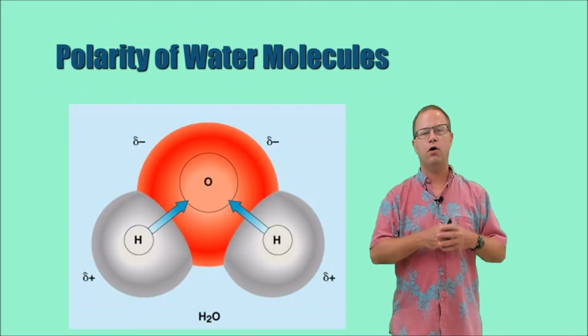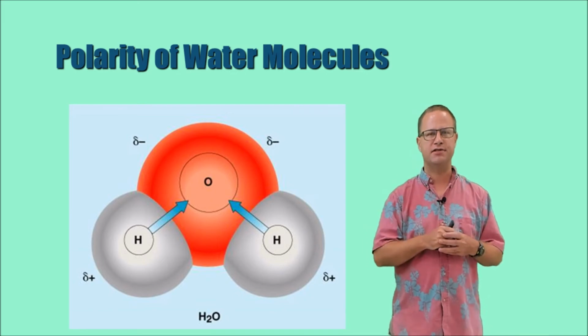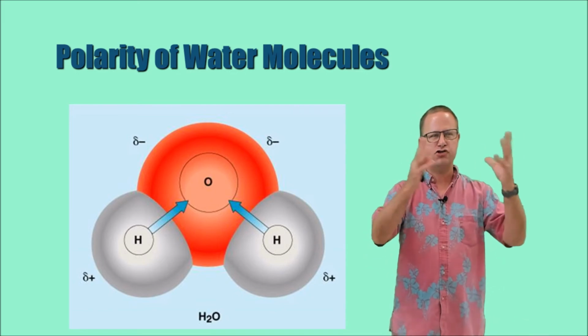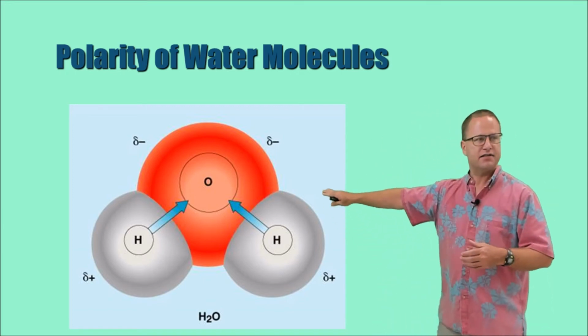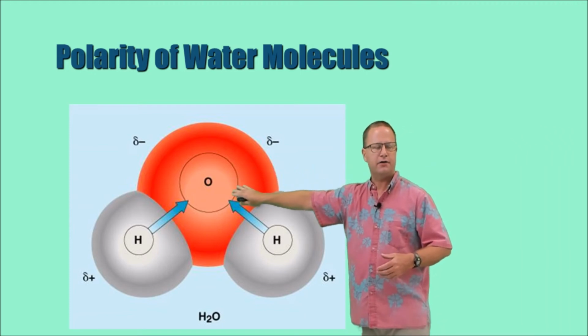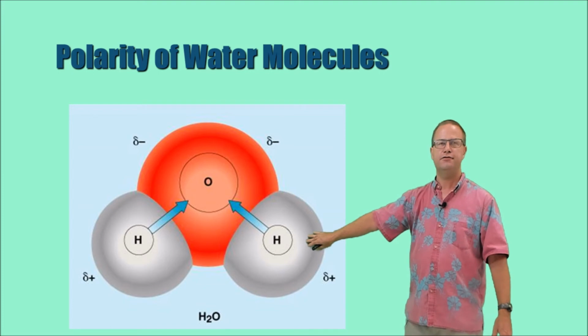Okay, remember that water was formed through the covalent bonding of one oxygen atom with two hydrogen atoms. And remember that covalent bonding was the sharing of electrons. And this theoretically is great because it allows oxygen to achieve a full outer shell of 8 electrons and hydrogen to achieve a full outer shell of 2 electrons.